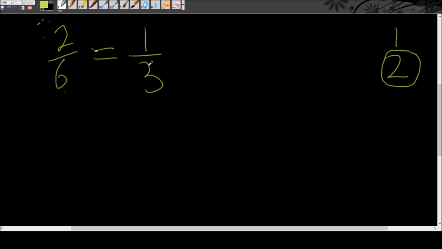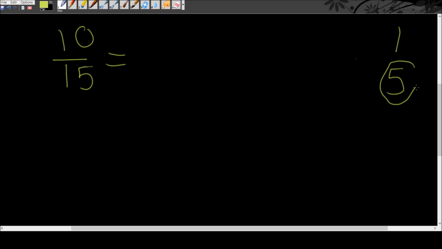Let's look at another example. Another example we're going to look at is 10 over 15. Okay, so we've got 10 over 15 and we want to simplify it. So we need to think of a number that goes into both 10 and 15. Let's make a note of those numbers down on the side. So we've got 1, we got 5. Is there any other number that goes into 10 and 15? No! The biggest number that goes into both 10 and 15 is 5. So we're going to circle that.